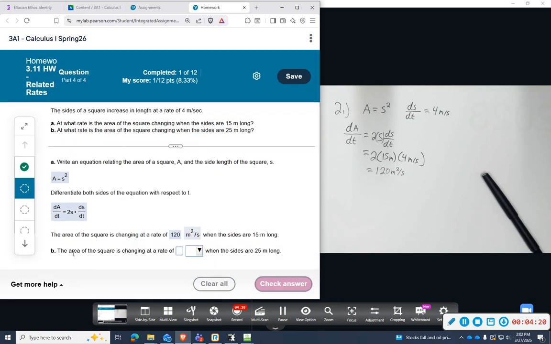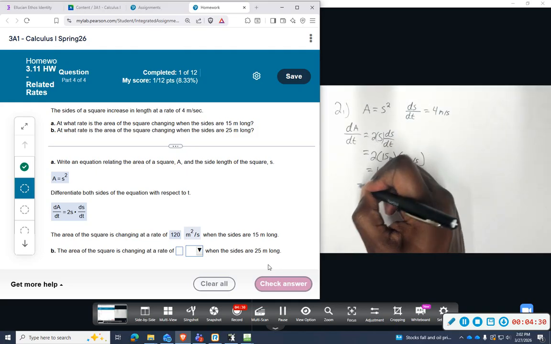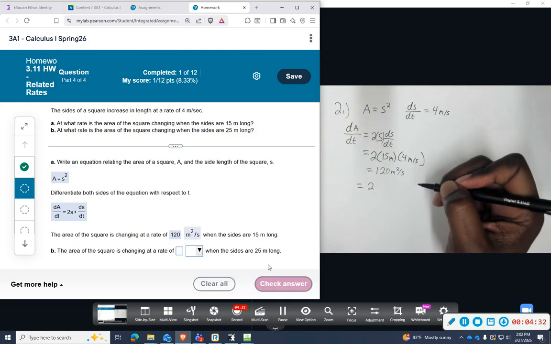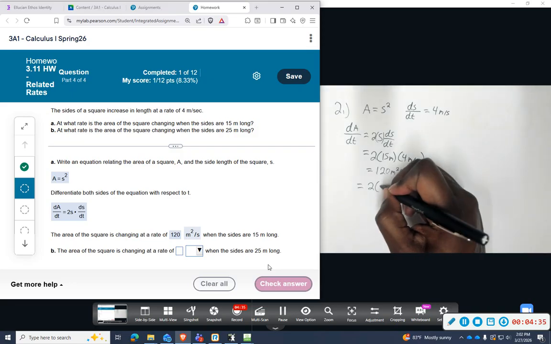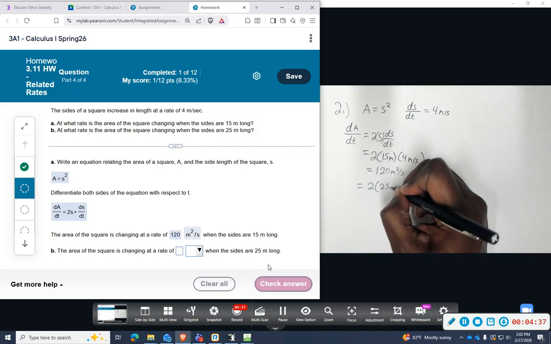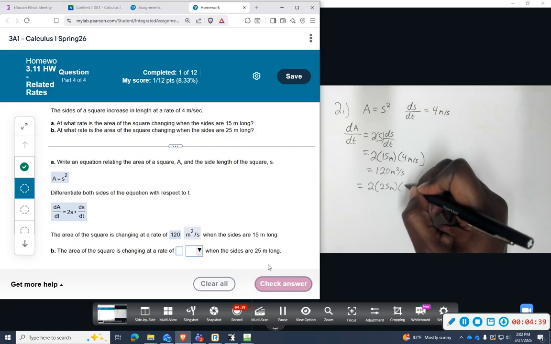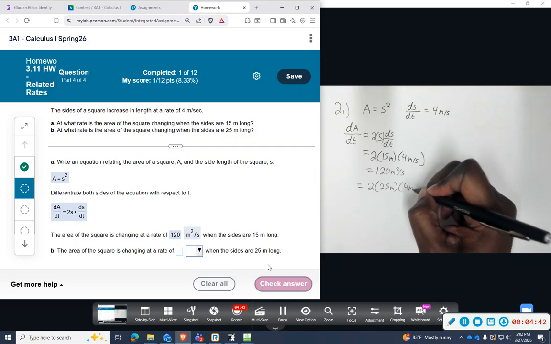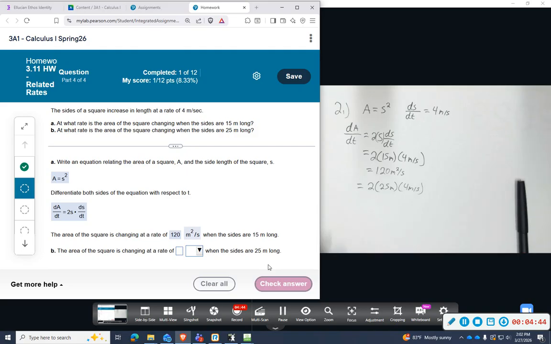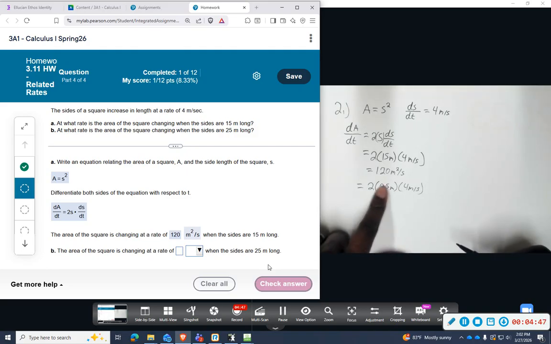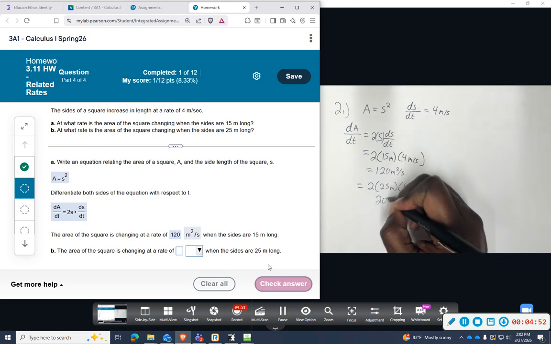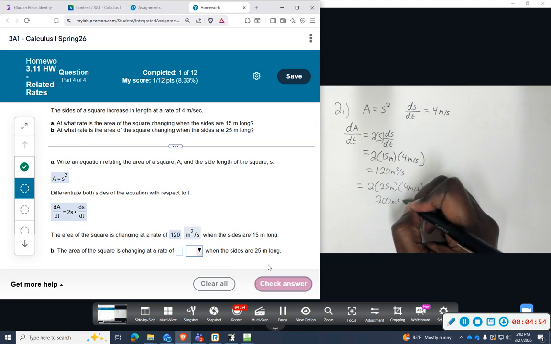All right, part B, the area is changing at a rate of blank when the square is 25 meters long. So same exact formula. This time we're going to plug in 25. And we're still increasing at a rate of 4 meters per second. So multiplying all that, 4 times 25 is 100, 100 times 2 is 200. So we get 200 meters squared per second.